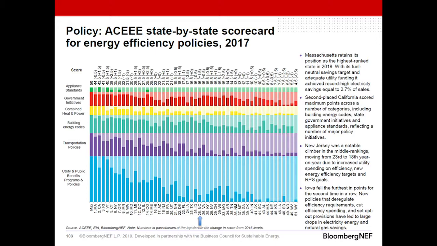And you can see that we do reasonably well in transportation policies. We do relatively well in government initiatives, but we have a pretty sizable gap in utility programs. The combined heat and power number for us is fairly low, and we don't have any appliance standards, apparently. We've got no points there. If you can't read this chart, the colors show the maximum number of points in each category, and each bar shows what that state got in that category. And so that's how it sums.